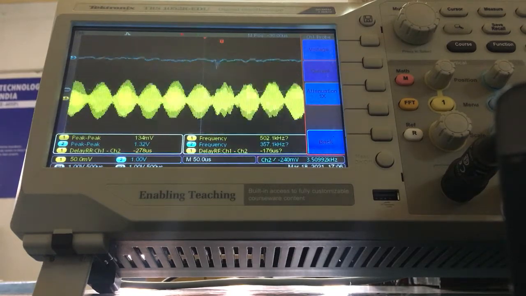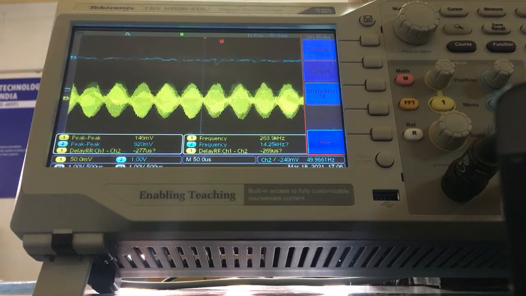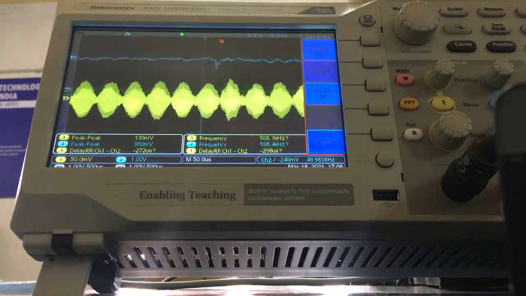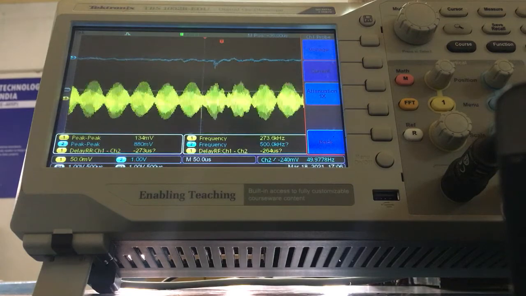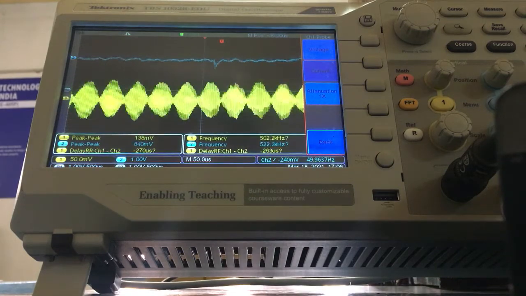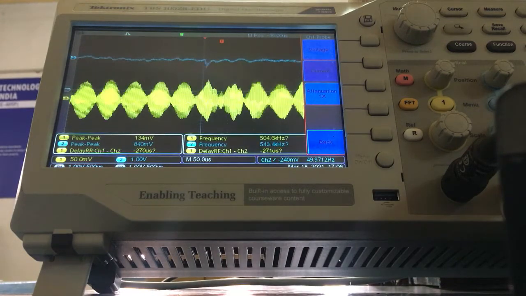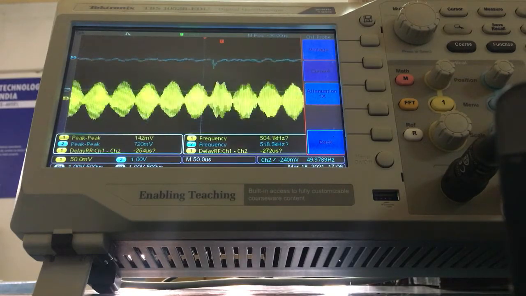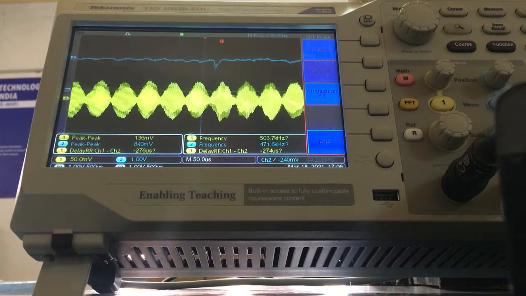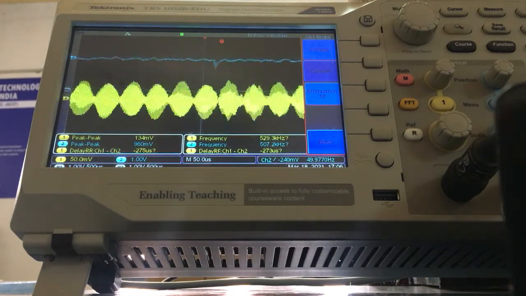And remember, this is the case of DSB, and the carrier also has been transmitted, which is actually the type of modulation we do in the radio broadcast stations. AM, which we receive on our radio receivers, should be a superheterodyne type receiver.